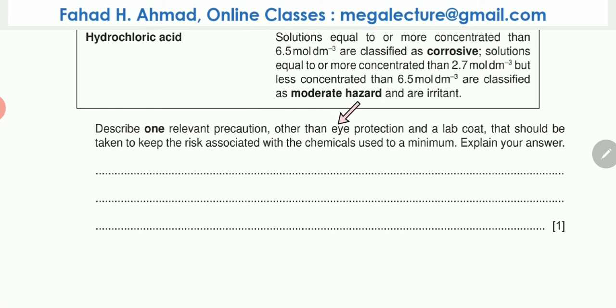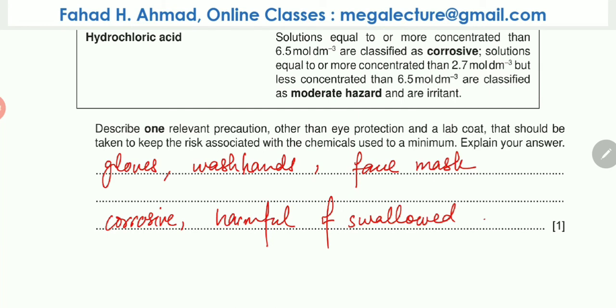Describe one relevant precaution other than eye protection and a lab coat that should be taken to keep the risk associated with the chemicals to a minimum. Explain your answer. So there are three precautions. You can use gloves, wash hands, mainly because it's corrosive. That's because you have to explain your answer as well.